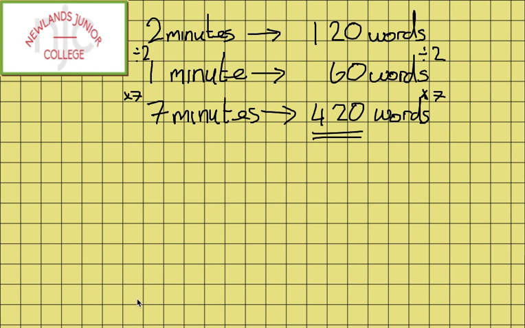Now there's a bit of a twist in our second example. Let's imagine that it takes 4 men 12 weeks to build a house. How long would it take 3 men to build the same house? Now whereas before, in this example here, as the number of minutes went down, so did the number of words. As the number of minutes went up, so did the number of words. In this case, something quite interesting happens. Let's set out our working.